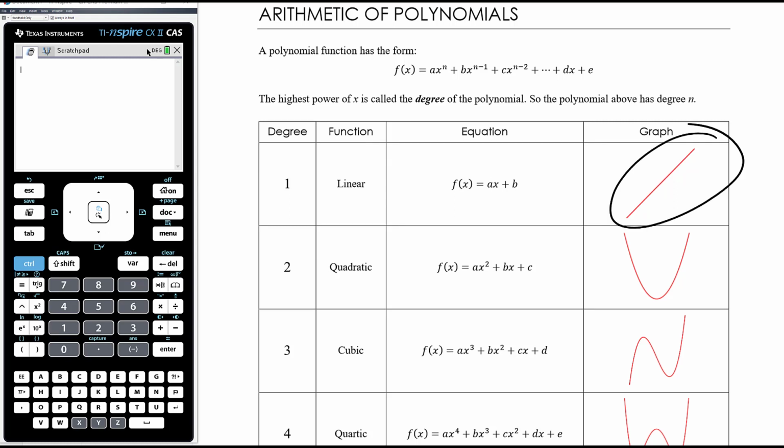Every linear graph is going to look something like this. It might be reflected and sloped down. We can have linear graphs that are horizontal and vertical as well. They're slightly different cases. But the most basic linear graph is going to look something like that.